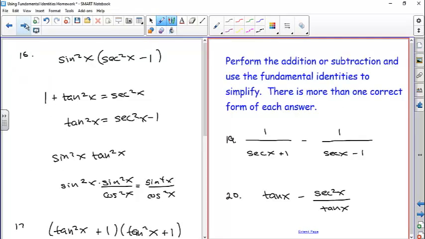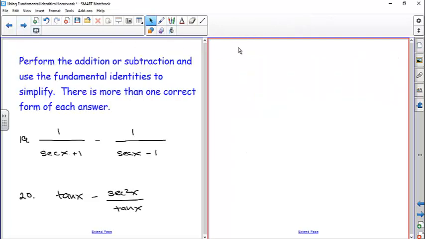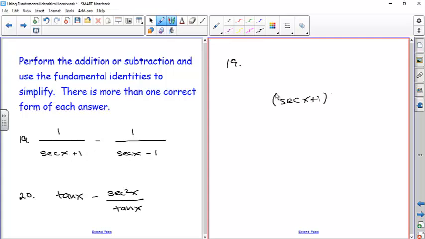Okay, next one is perform the addition or subtraction and use fundamental identities to simplify. There's more than one correct form of each equation. So here you're trying to find a common denominator. The common denominator in 19 would be secant x plus 1 and secant x minus 1. So it's the two denominators.